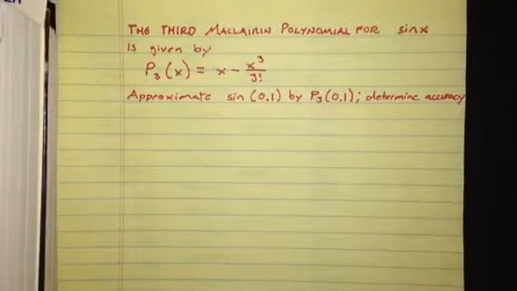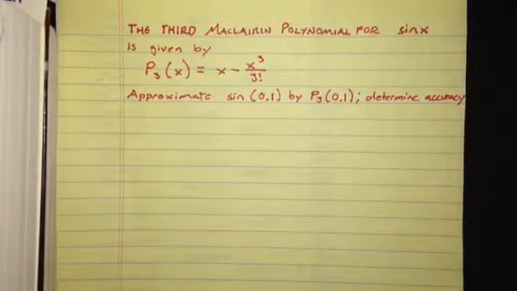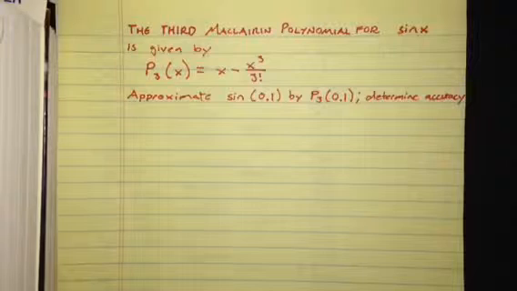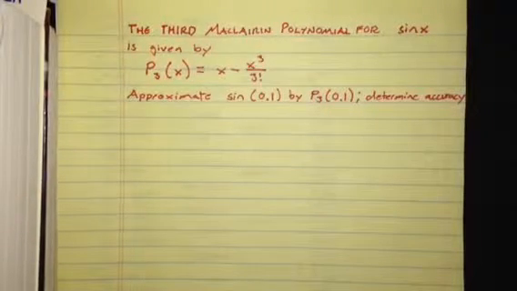Okay, example 3. The third Maclaurin polynomial for sine x is given by p sub 3 of x equals x minus x cubed over 3 factorial. Approximate sine 0.1 by p sub 3 of 0.1. Determine accuracy.